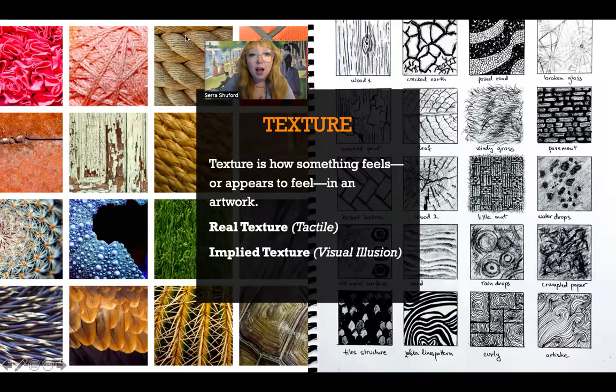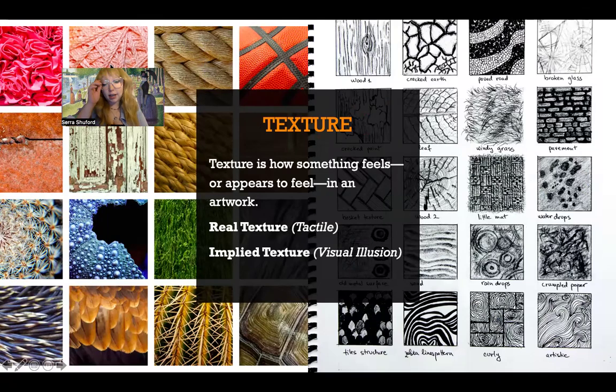All right. Our last element is texture. And texture is how something feels or appears to feel in an artwork. A real texture is tactile and you can actually reach out and touch it. And an implied texture is a visual illusion. And on the left here, these are real textures. And on the right, these are implied textures.